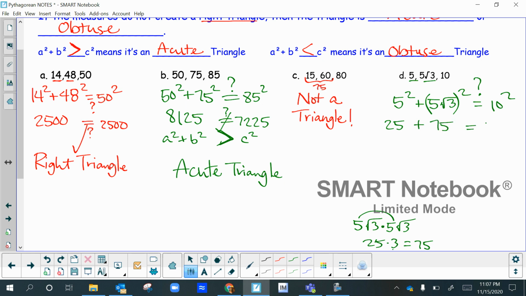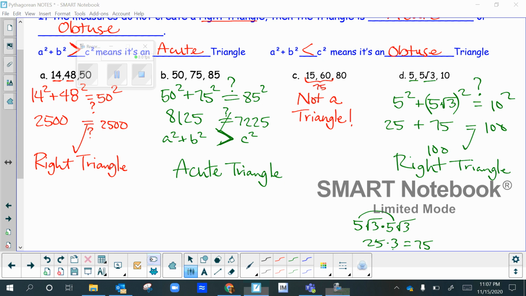And then 10 squared, you know, is 100. And 25 plus 75 is 100. So this is equal. So even though these numbers were kind of strange with the radical and all, this did satisfy the Pythagorean equation, and therefore these numbers are going to make a right triangle. And that is it, the Pythagorean theorem.